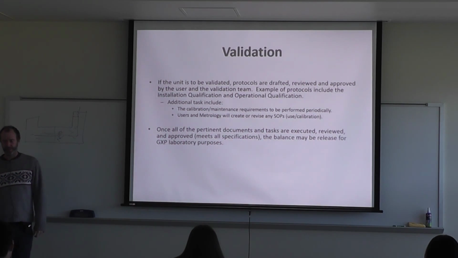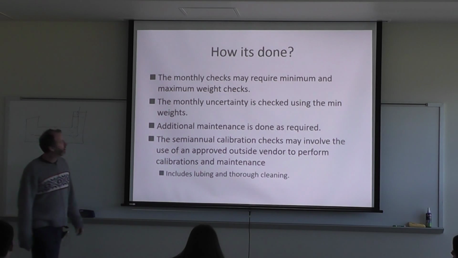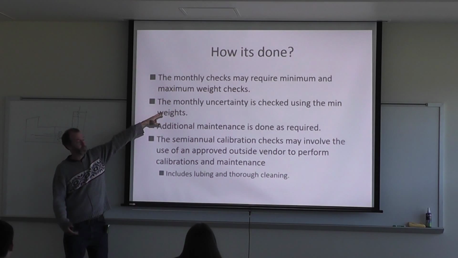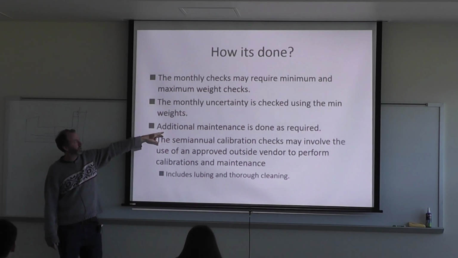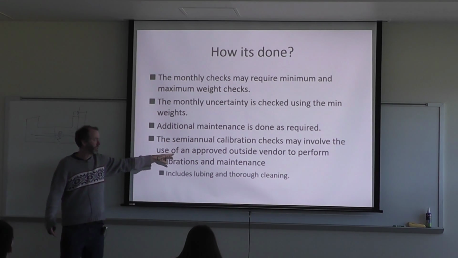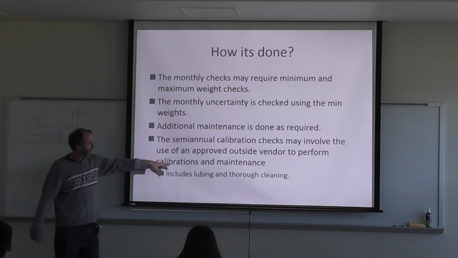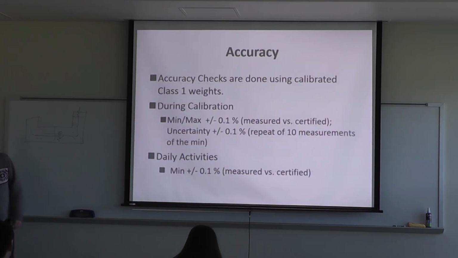And that's what that's about, is documenting and validating equipment. So how's it done? Monthly checks are required, minimum and maximum weight checks for the balances. The monthly uncertainty is checked using the minimum weights. Additional maintenance is done when required, and semi-annual calibration checks involve the use of an approved outside vendor to perform calibrations and maintenance, and includes lubing and thoroughly cleaning the equipment.